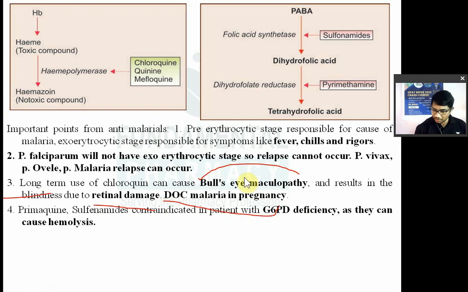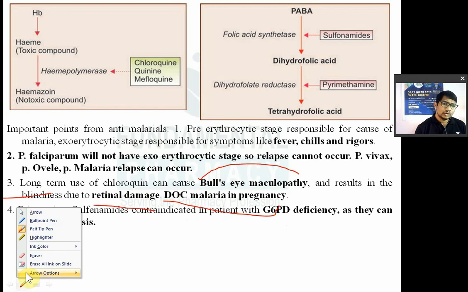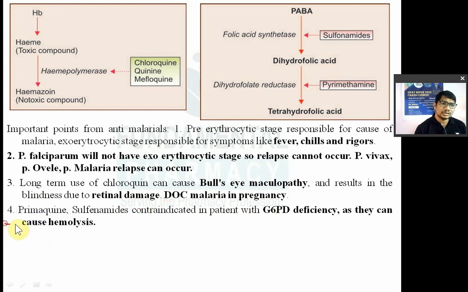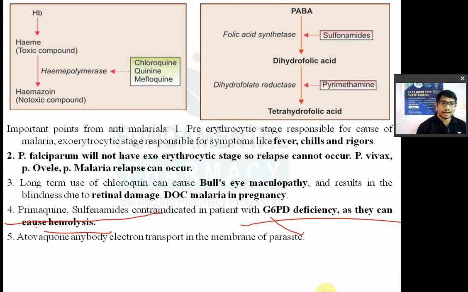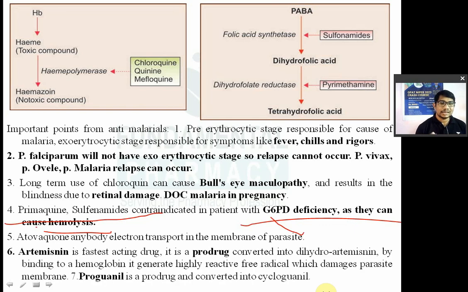Next point. Primaquine and sulfonamides are oxidant drugs and they are contraindicated in patients who are deficient in glucose-6-phosphate dehydrogenase. If there is a deficiency of this enzyme, these drugs act as oxidants and can cause hemolysis in that patient. Next point is atovaquone blocks the electron transport in the membrane of the parasite.